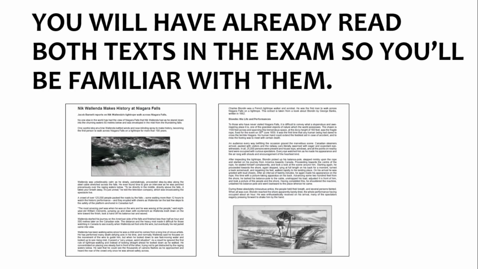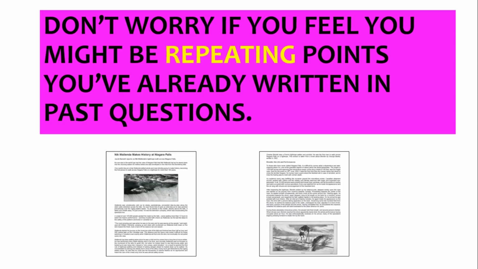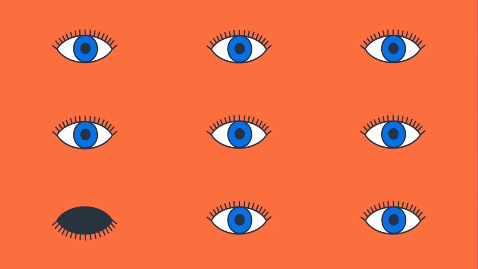You've already read both of these texts in the exam by the time you get to question 6, so you're going to be familiar with them. So hopefully it's skimming as opposed to reading the whole thing again. And don't worry if you feel like you might be repeating points you've already written in past questions. This question is about what they did on the Niagara Falls. If you've already, in question 2 for example, analysed a quote about what they did, don't worry about it. You can make a similar point in this answer as long as it's relevant.